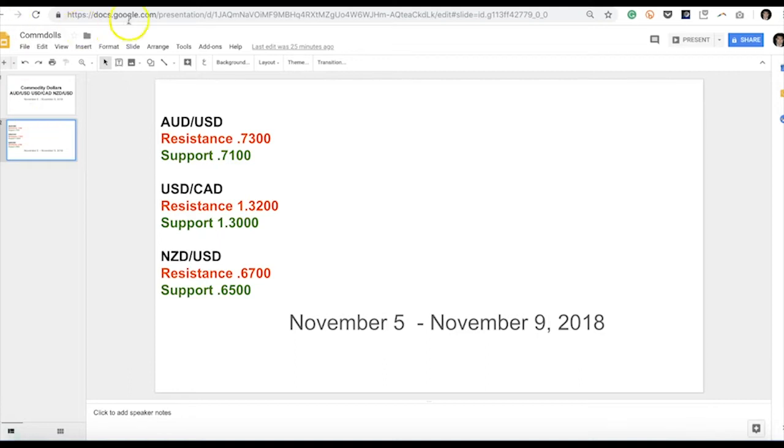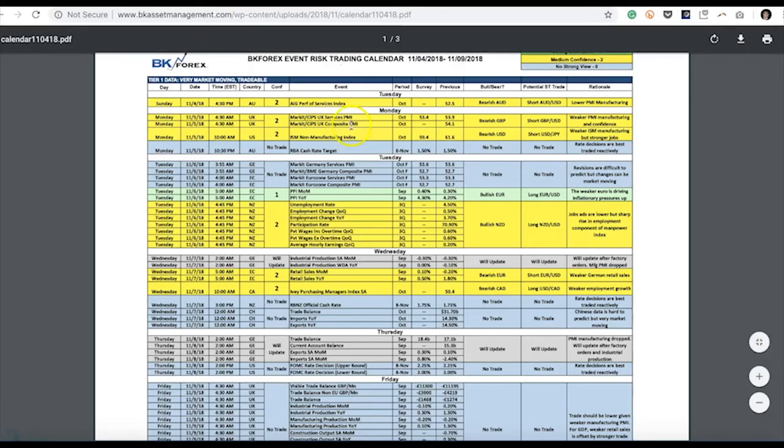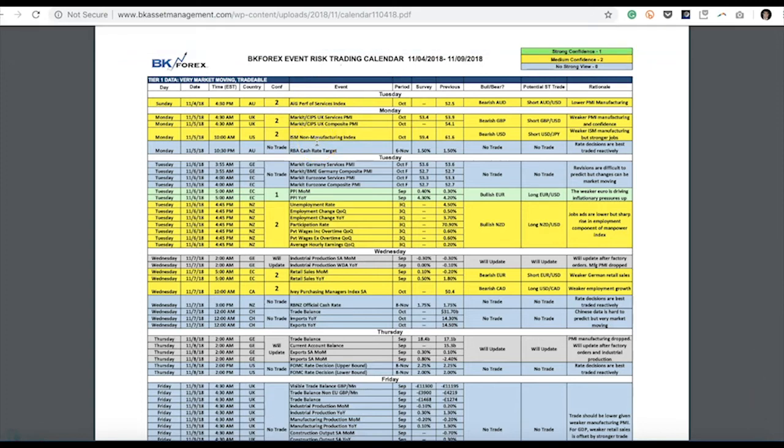Now, the calendar next week does have a lot of commodity data. We have the services PMI out of Australia. We have the RBA cash rate decision. We have the New Zealand employment data, and then we have the RBNZ. Now, all of those are important, but they're really not important because the RBA and RBNZ are expected very much to stay stationary.